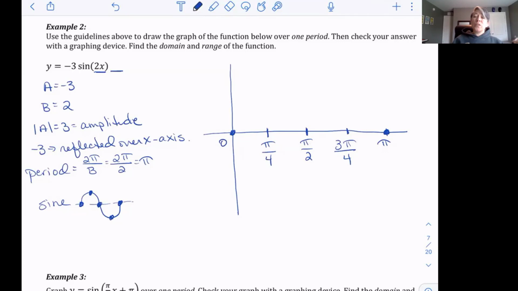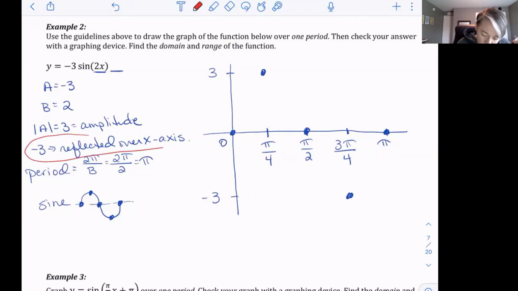Since our amplitude is 3, that means it's going to stretch. Instead of going only down to -1 and up to 1, we're going to go down to -3 and up to 3. That's where our amplitude comes in. So we can mark 3 and -3 here. Remember, your first, last, and middle are the zeros. And originally, it would go up to your amplitude at pi over 4 and down all the way to your bottom amplitude at 3 pi over 4. And you would connect that to be your sine function.